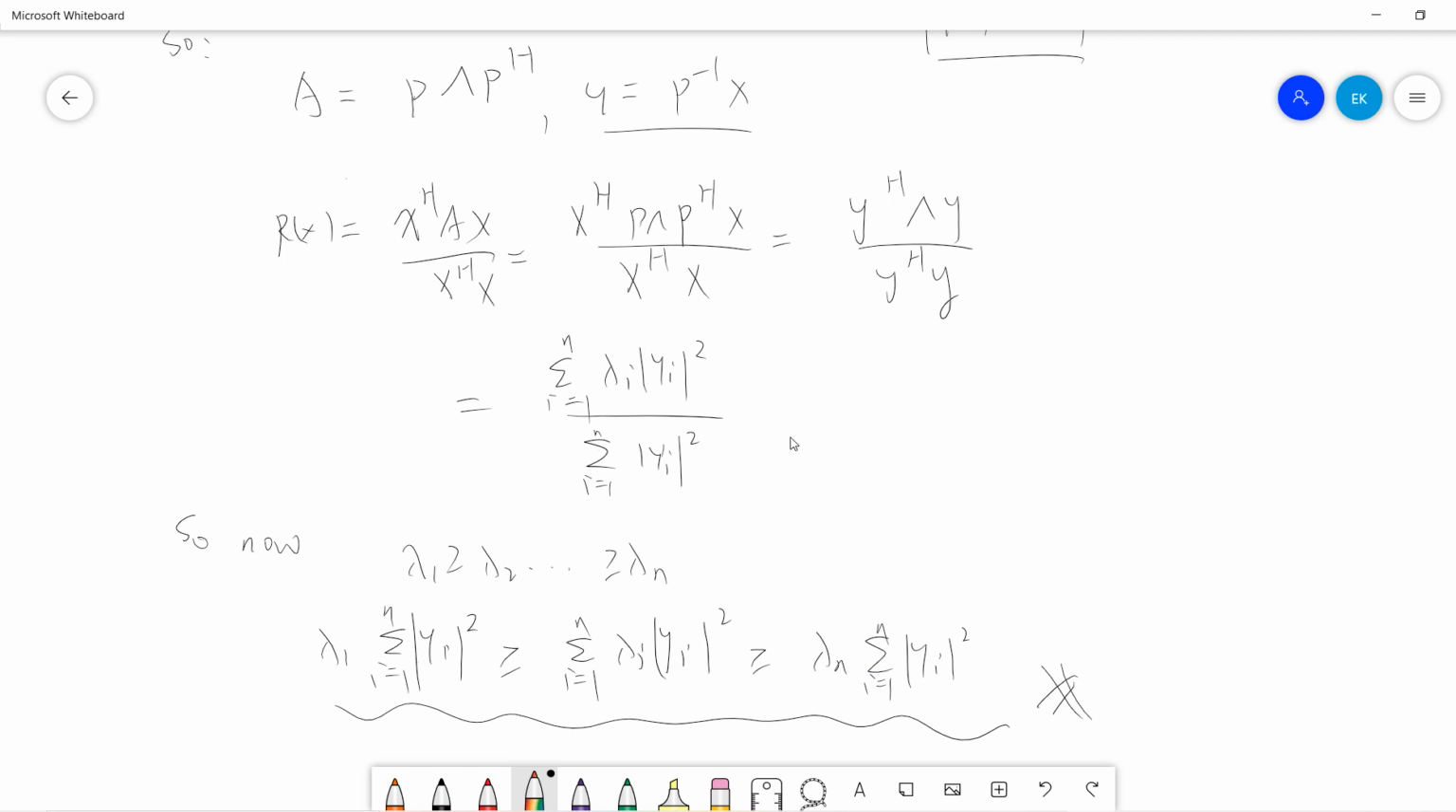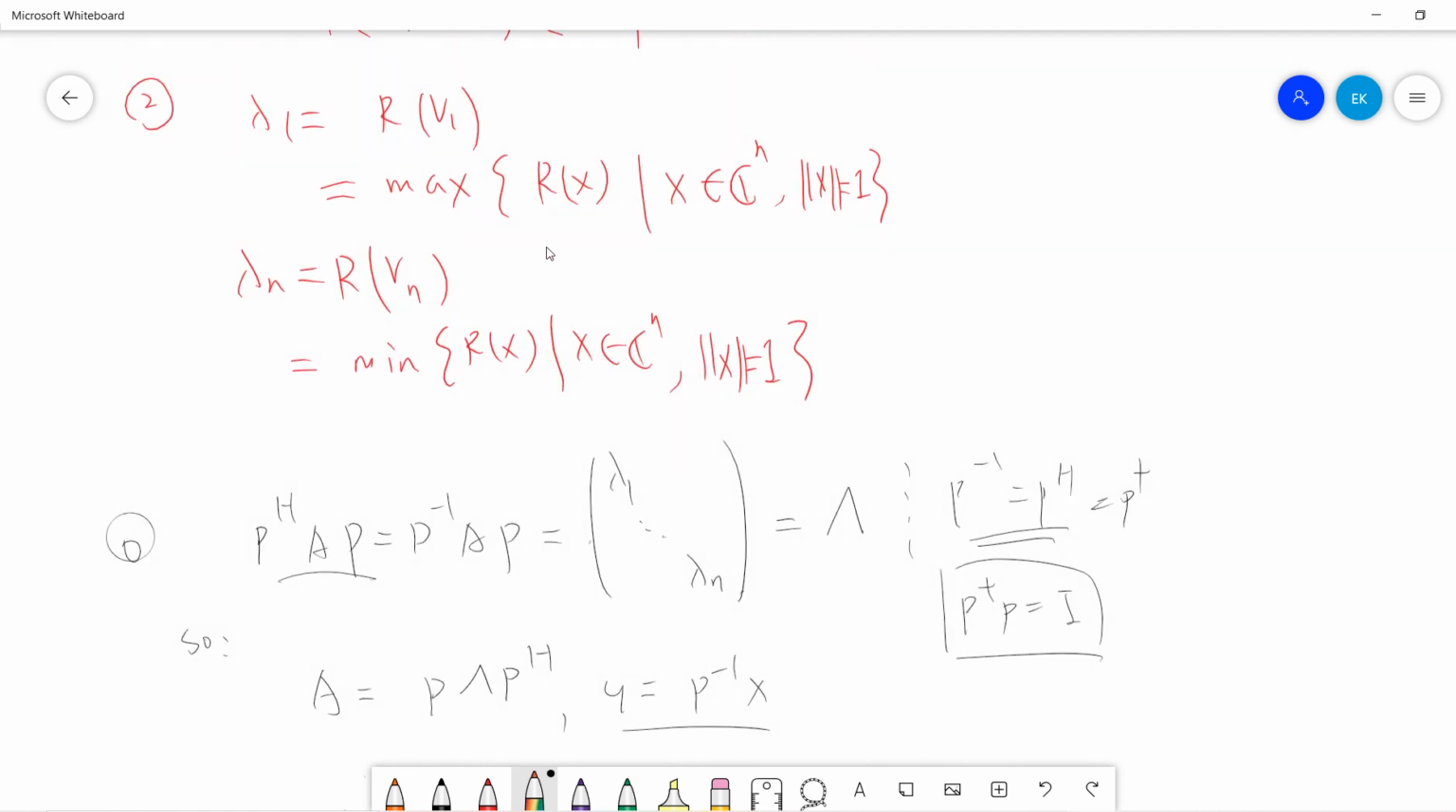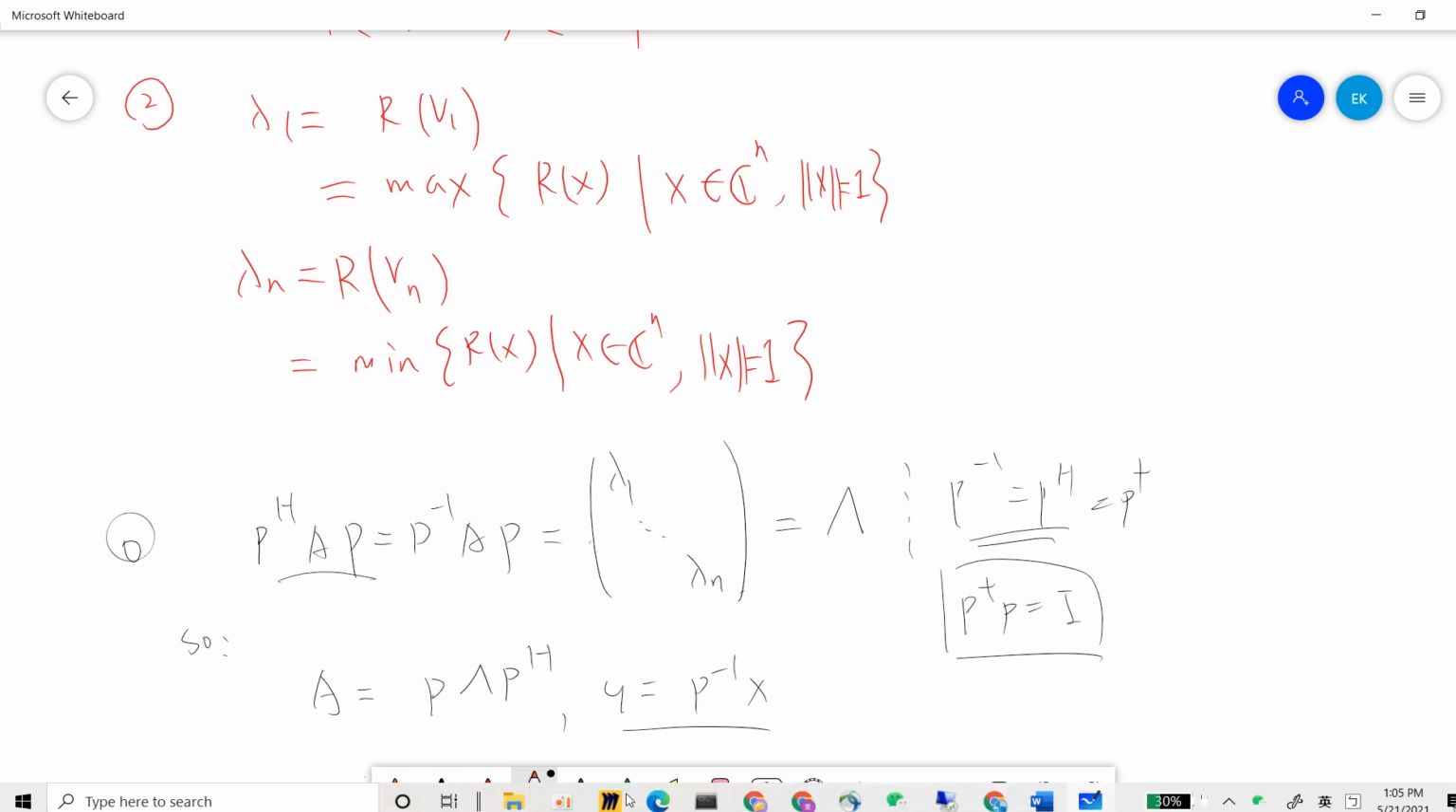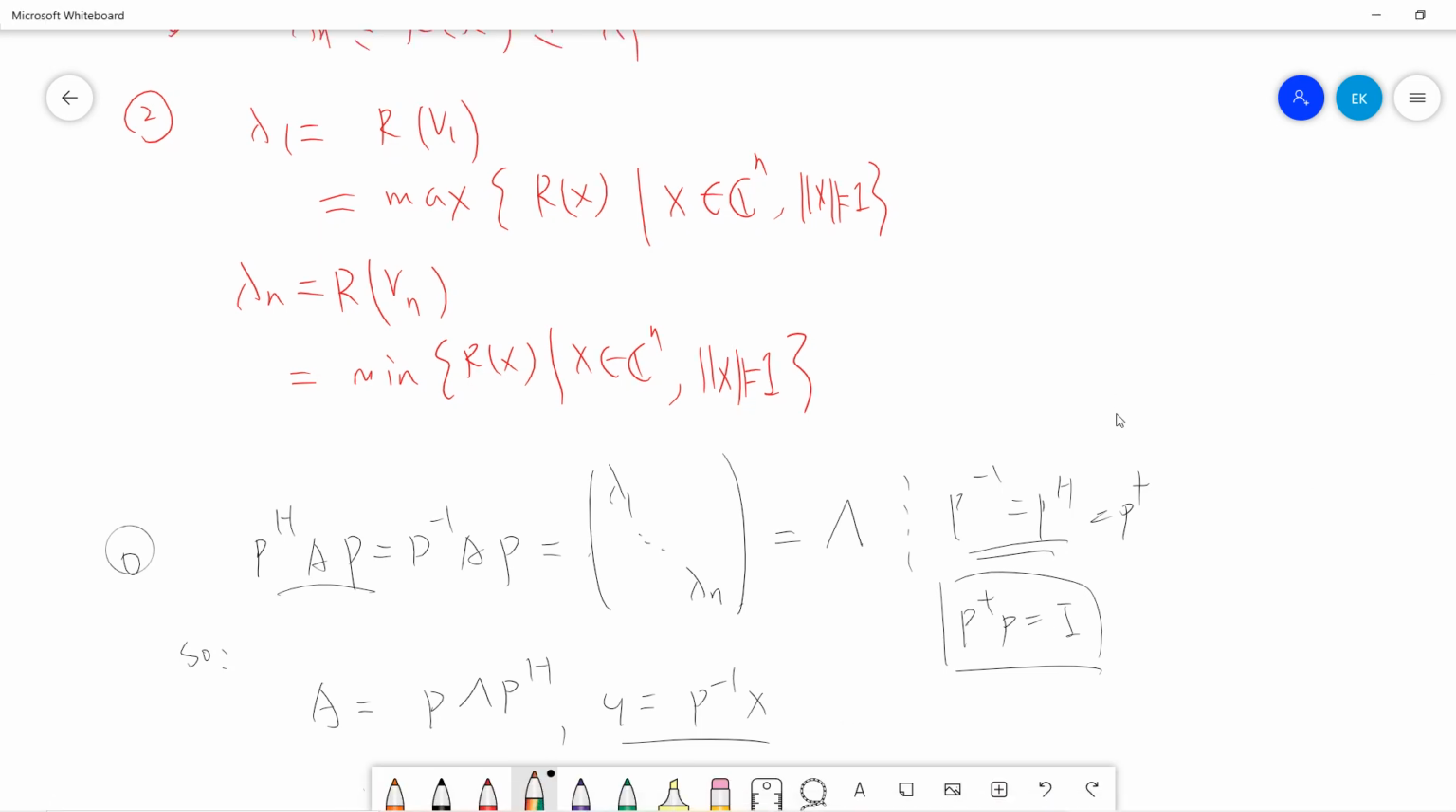We can also prove, and it's obvious, that these bounds can be achieved: for lambda n, just pick the eigenvector corresponding to lambda n, and for lambda 1, just pick the eigenvector corresponding to lambda 1. So the proof is done, and it's very trivial.